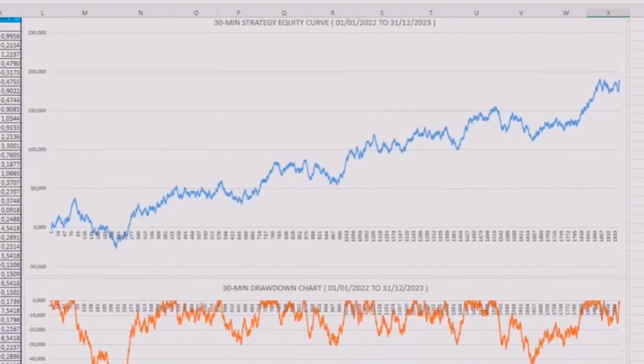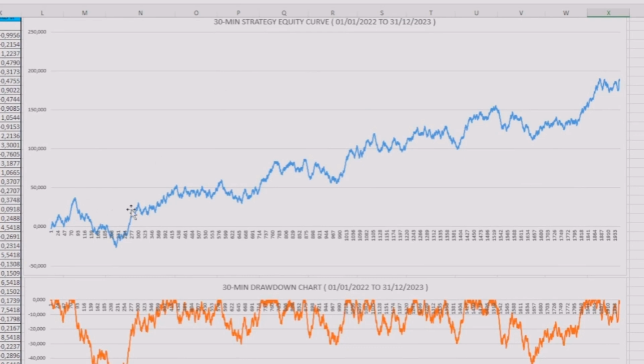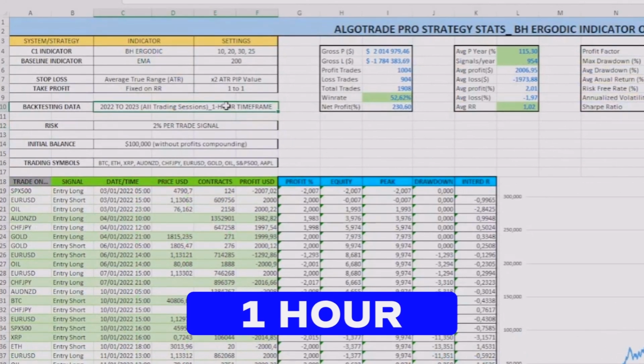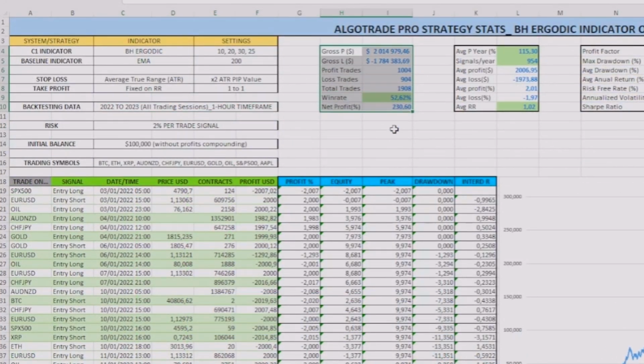Below we have the final equity curve, which was profitable and consistent with a growing tendency, which is always a positive signal in trading. Next, in the 1-hour time frame, the results were very similar, because after 1,900 trades, the indicator achieved a win rate of 52.62% and a net profit of 230%.